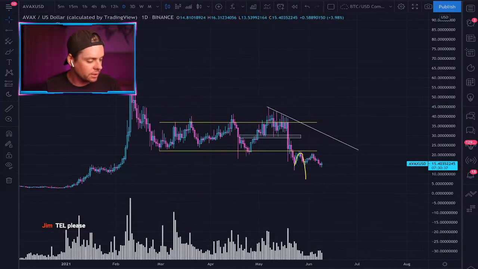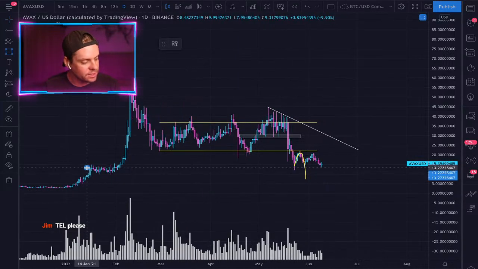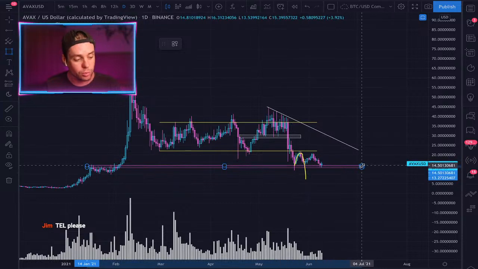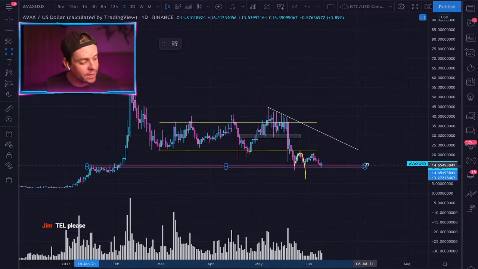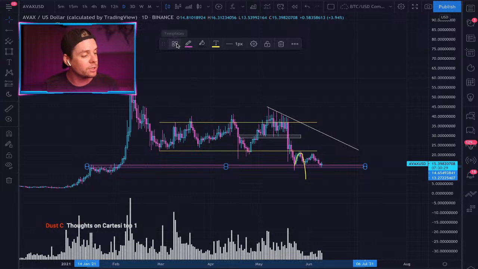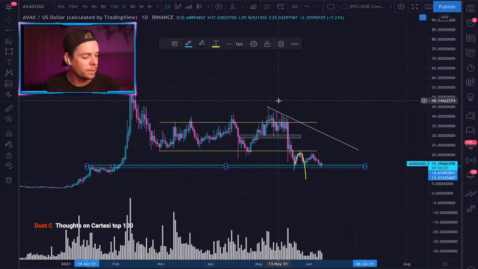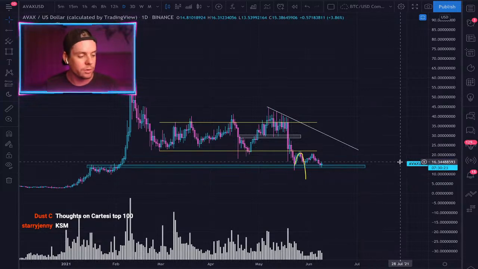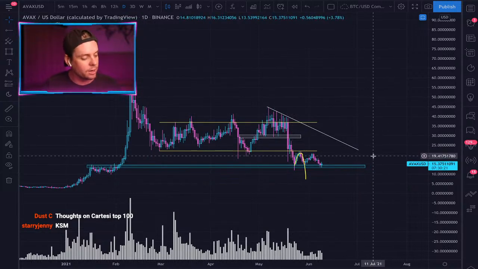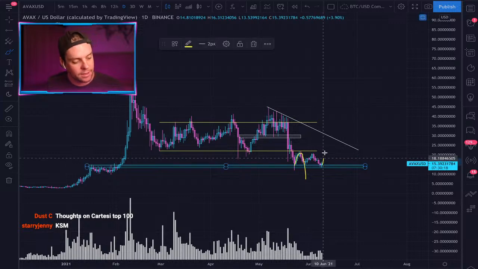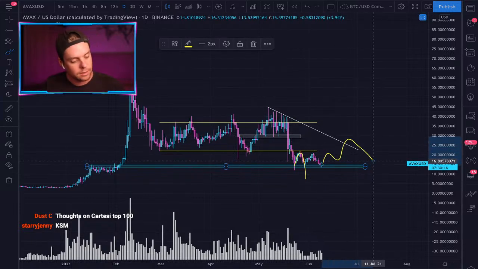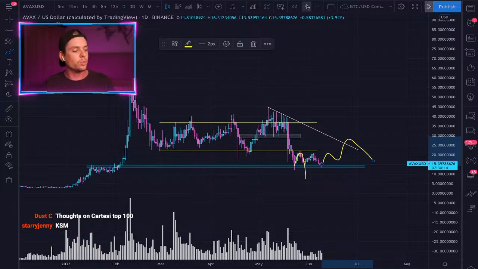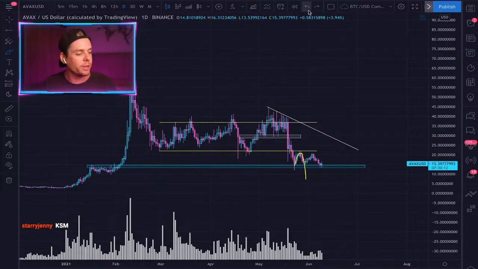I'm sorry if you're holding Avalanche. It is what it is sometimes. This might end up being just a really long play for you, and if that's your plan, then that's your plan. But as far as a short-term trade, there's really nothing here. We need to start showing support. We need to break this. So we got a lot of repairing to do to even get some sort of a buy signal. Yeah, it's a shitty chart. It's really underperforming in the market.